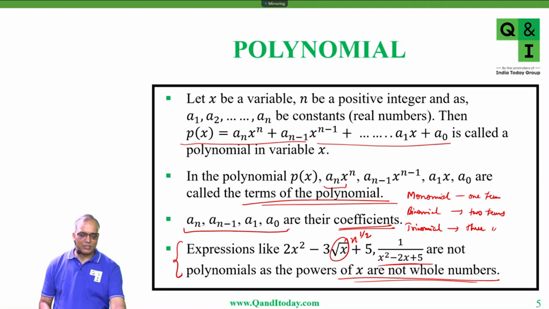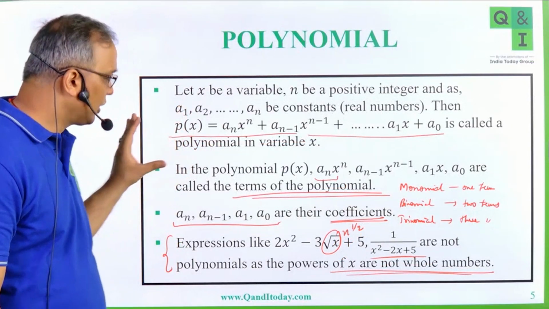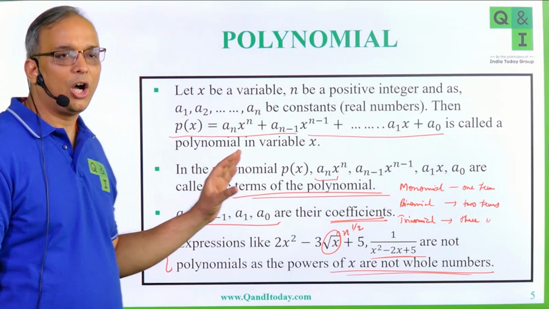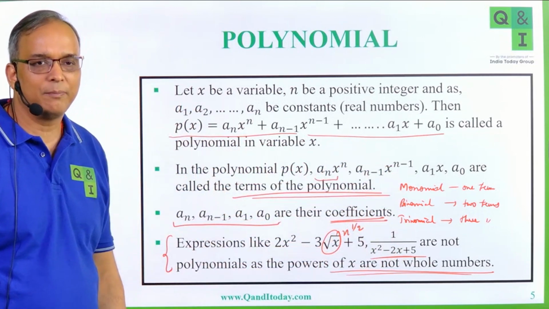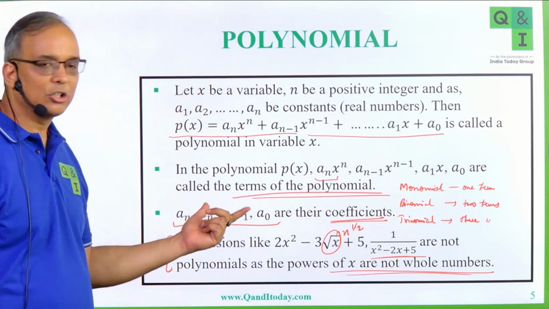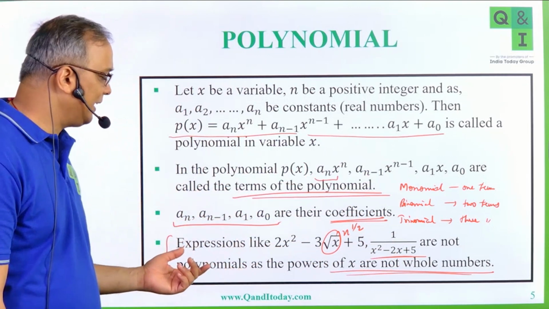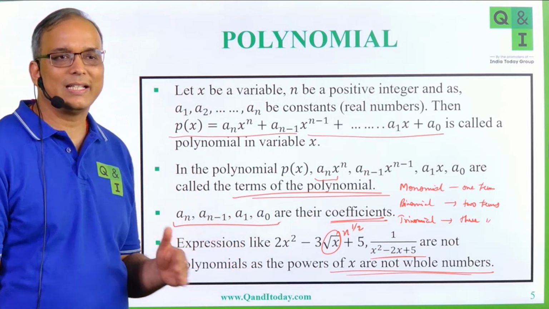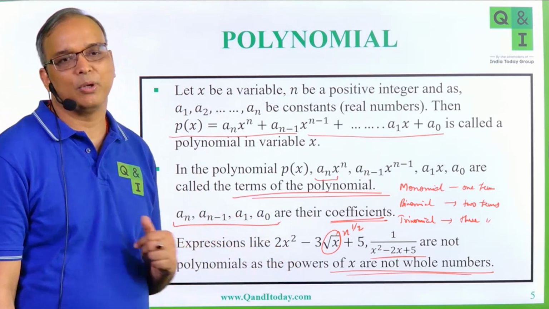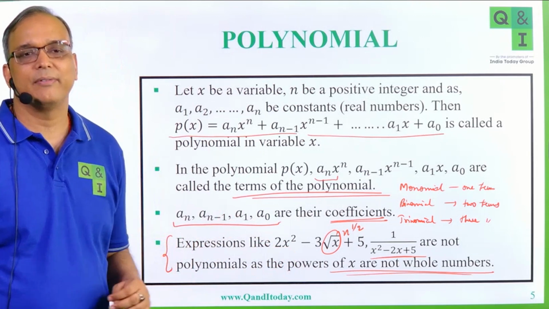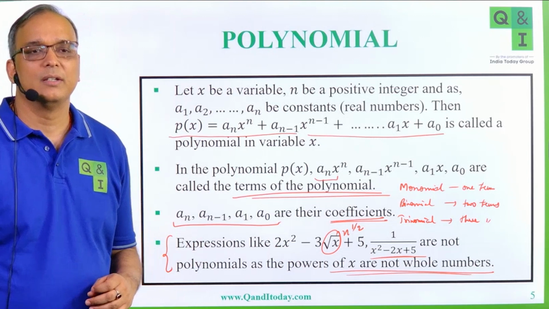Is it clear, students? Are you clear on what polynomials are? What are the terms of a polynomial? How you can divide polynomials into different types according to the number of terms? Third, we also saw what are coefficients of each term. And fourth, we saw which algebraic expressions are polynomials and which are not. Is this clear to everyone? Okay, good.